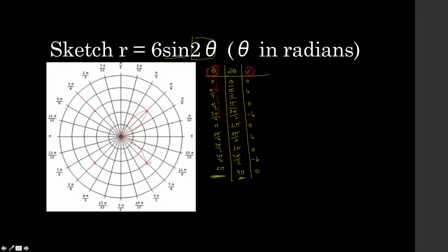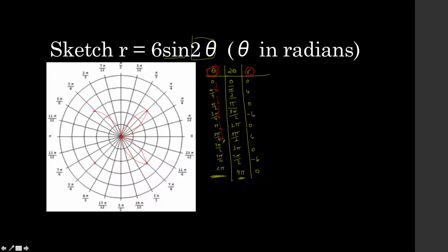This is still 3 pi over 4. Don't look at that 7 pi over 4 and think that. Remember, it's 3 pi over 4, negative 6. So it's still 3 pi over 4. From 3 pi over 4 to pi, we're increasing back to 0. From pi to 5 pi over 4, we're increasing to 6.